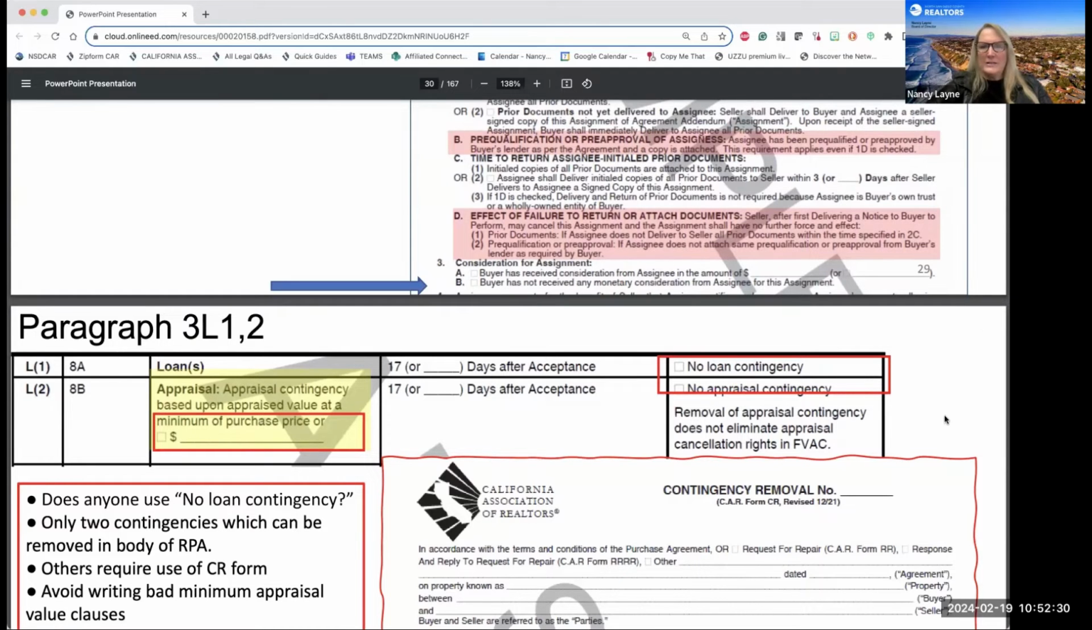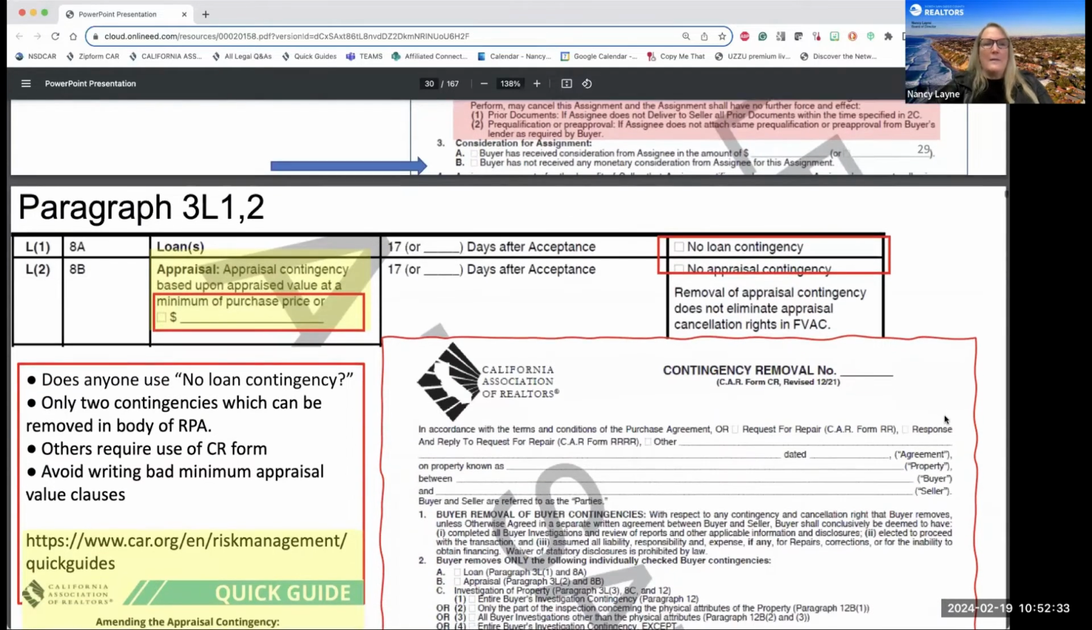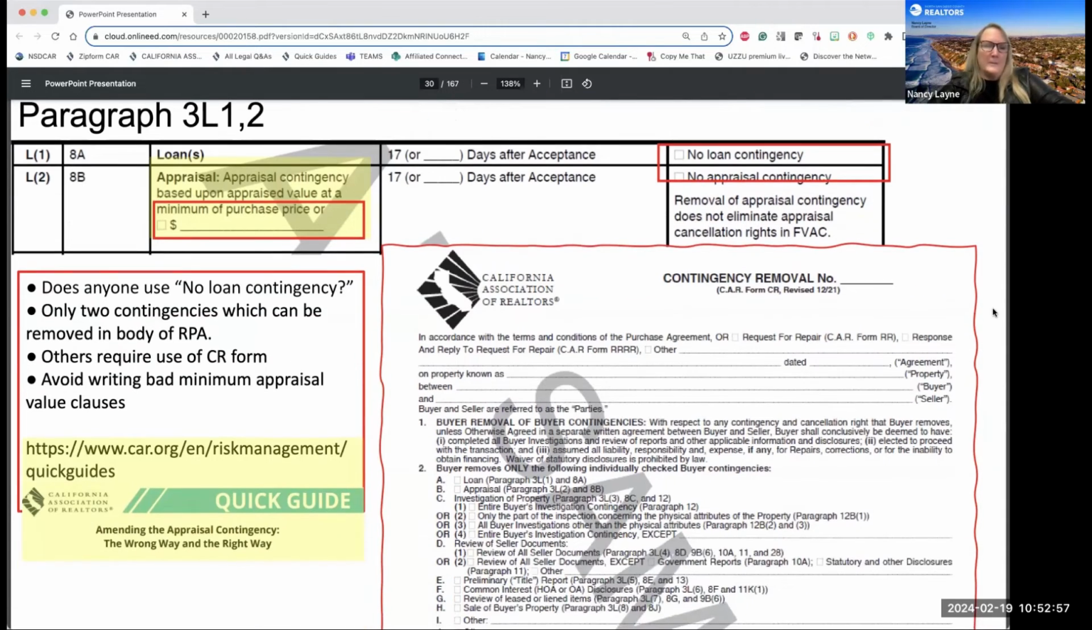The appraisal contingency, when we get into this, is a minimum of the purchase price. It's another one where a lot of people have a real misunderstanding of what this is. So the appraisal contingency is based upon appraised value at a minimum of the purchase price or X amount. So if you have this property that's available, that you've written the offer for $950, and you say, okay, if it doesn't appraise, I'm happy to come up with $10,000 to meet the gap of that purchase price.